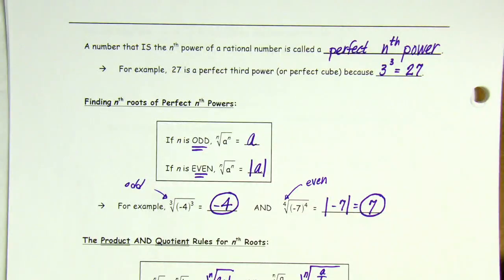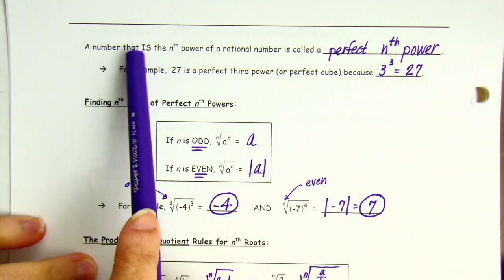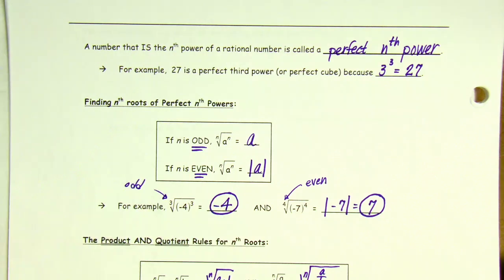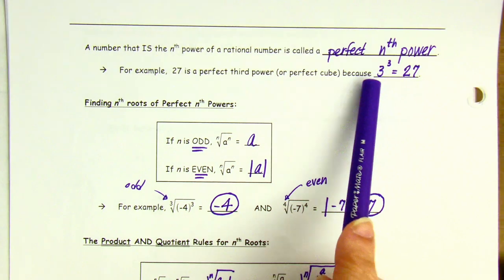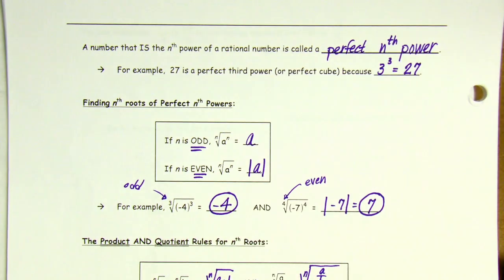This is P3 continued. So here we see a number that is the nth power of a rational number is called a perfect nth power. For example, 27 is a perfect third power or perfect cube because base 3 to the power of 3, or cubing, is equal to 27. So we say 27 is a perfect cube. It would be 3 by 3 by 3. Just like we know with perfect squares. 4 is a perfect square because 2 squared equals 4.